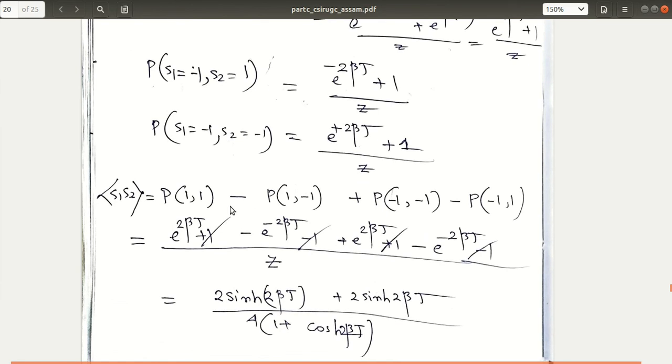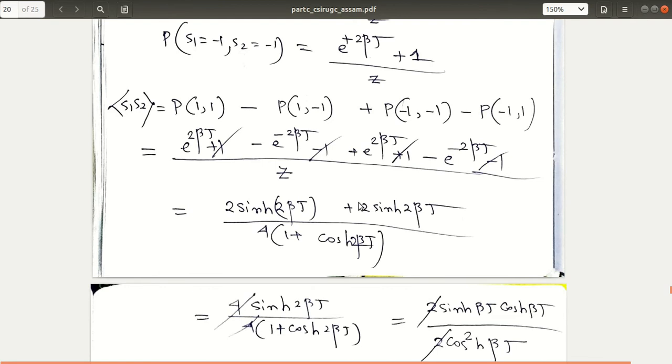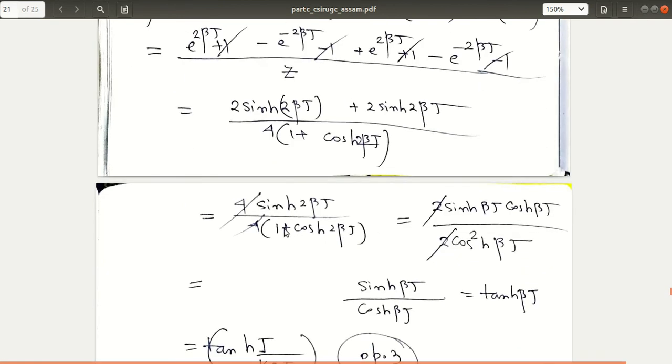And now if you calculate this expression of s1 s2, which is p(1,1) minus p(1,-1) plus p(-1,-1) minus p(-1,1), if you substitute that, it will give you 4 sinh(2 beta j) divided by 4 into 1 plus cosh(2 beta j).